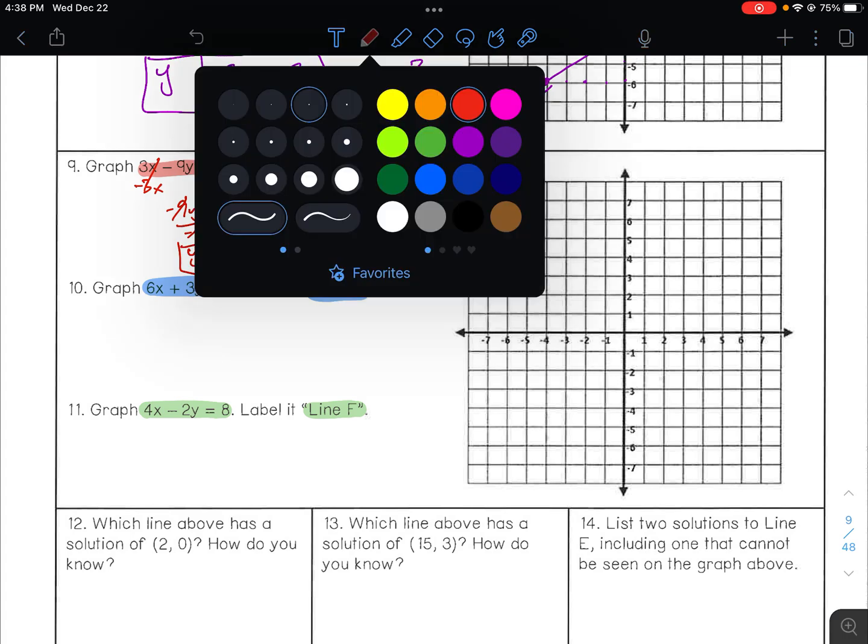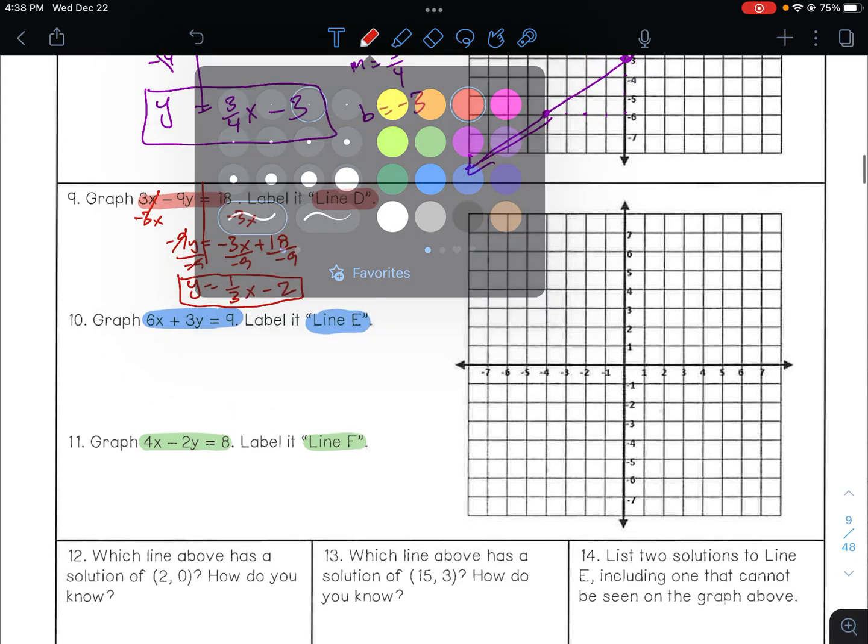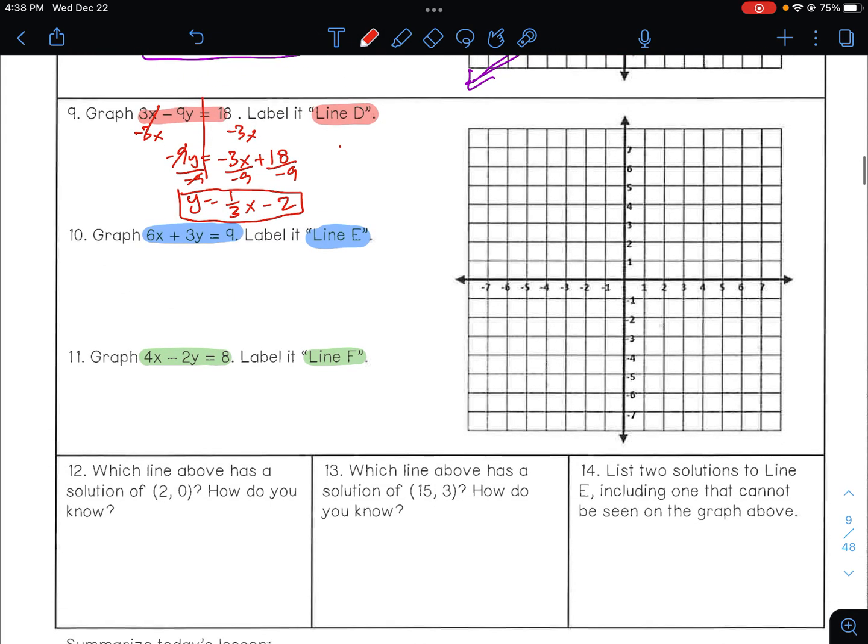Let's go ahead and do our next equation. Actually, let's go ahead and graph while we're at it. Slope is 1/3.